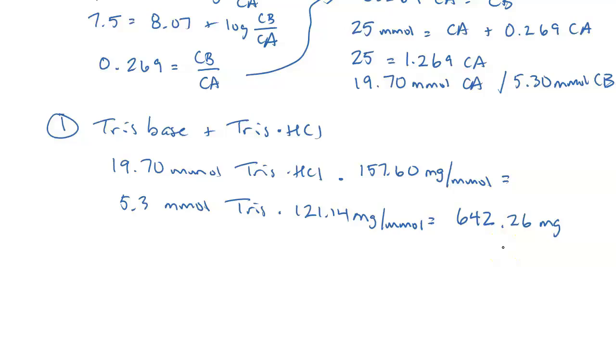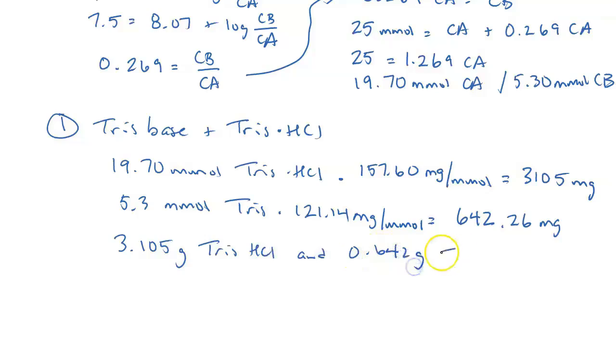And then for the other one, 19.70 times 157.6, that's 3,105 milligrams, which would be 3.1 grams, right? And this would be 0.6 grams. So you can do the math in milligrams or grams, but in order to make this one, I would need 3.105 grams of tris HCl and 0.642 grams of tris base.